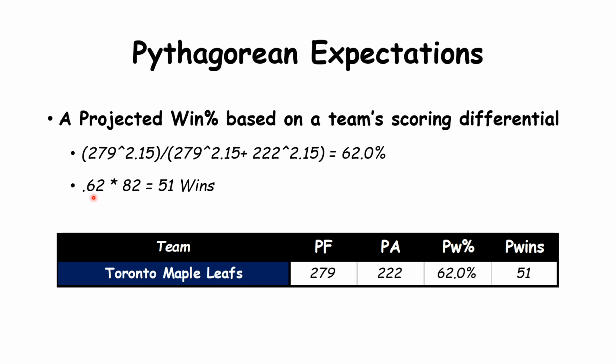62.0 win percentage in hockey over 82 games gives you 51 wins. That's where our math came in. But Toronto really had 50 wins. So what this is telling you is that the Toronto Maple Leafs underperformed by 1 game in the regular season.